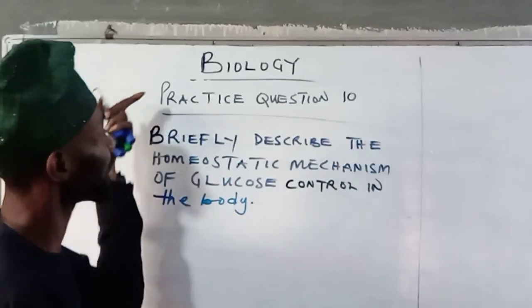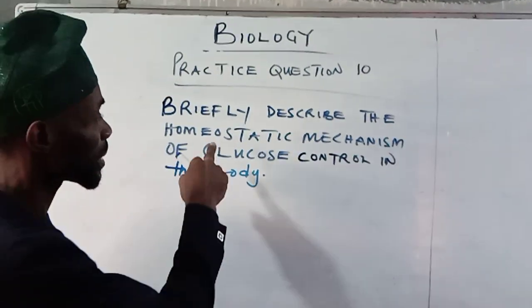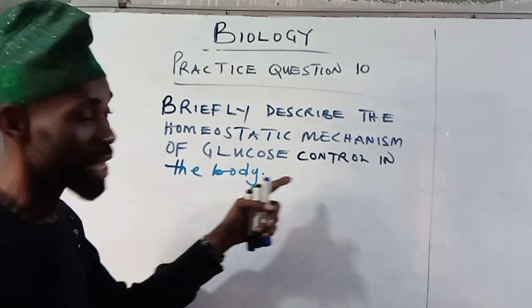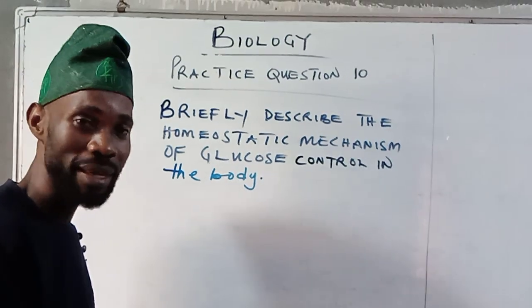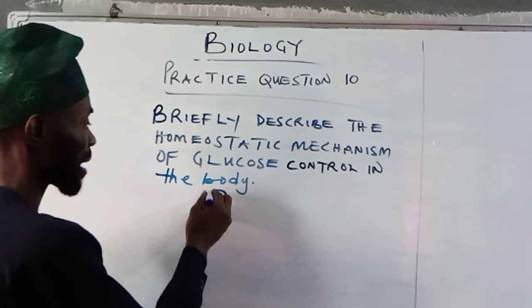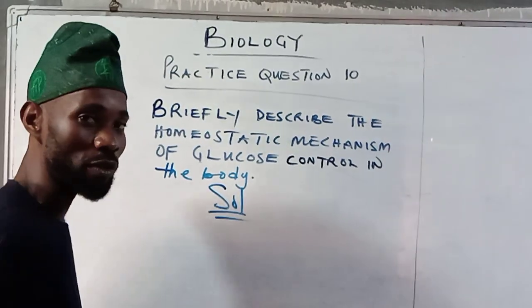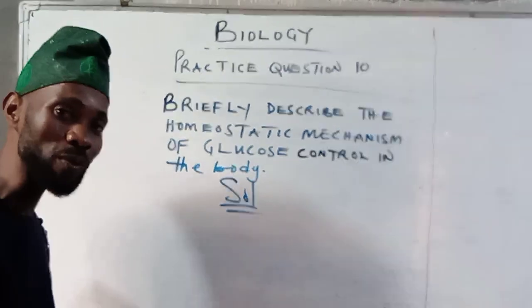Today we're going to take a look at a simple problem in biology. Practice question number 10: briefly describe the homeostatic mechanism of glucose control in the body. Homeostatic mechanism. Now, first and foremost, we should have an understanding that the end product of carbohydrate digestion is glucose.